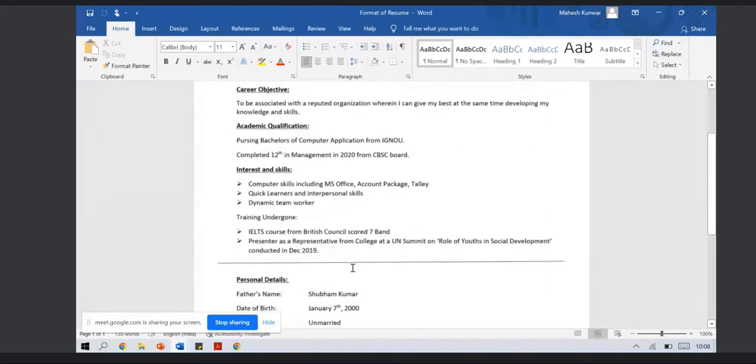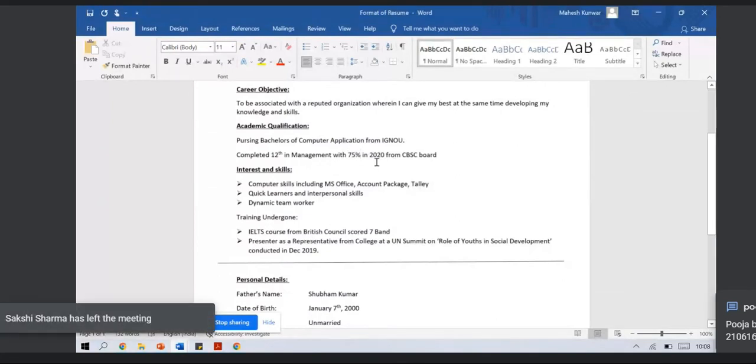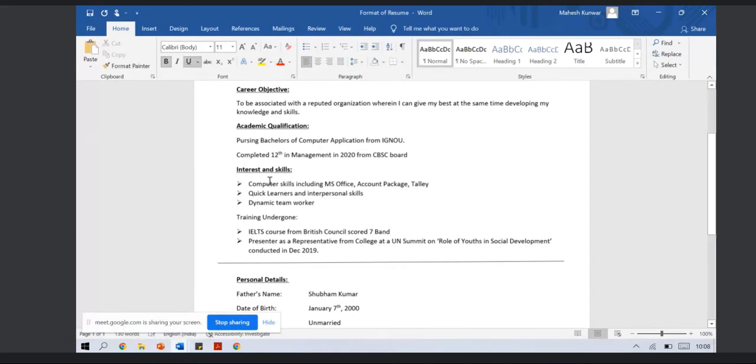Academic qualification, and some students also mention the percentage: completed 12th in management with 75%. You can also mention your percentage here. This is again optional.